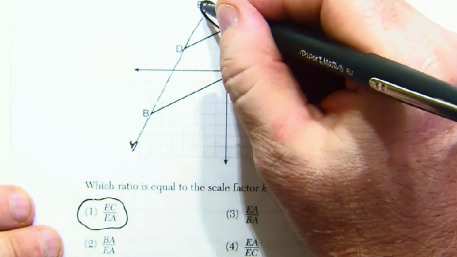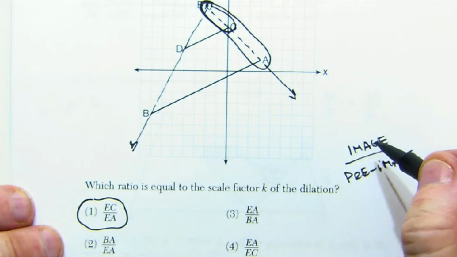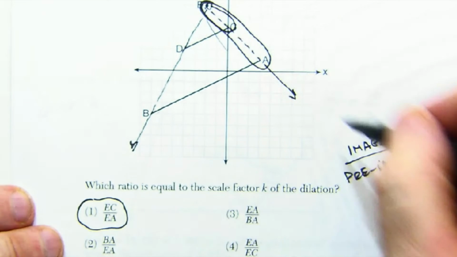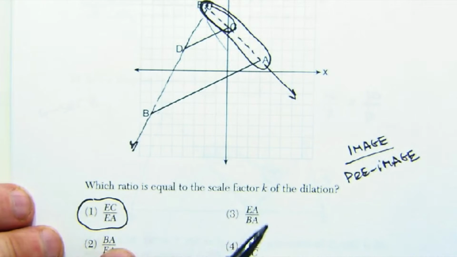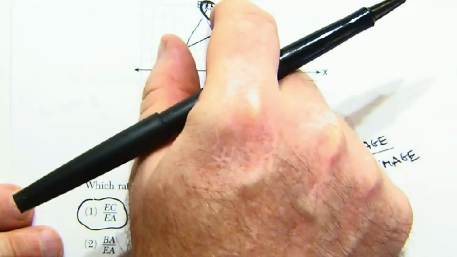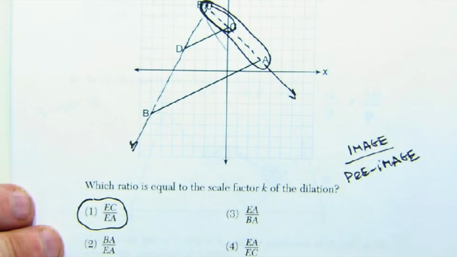So again, we go here to here is our image distance, and then we go to our pre-image distance. So this is our value. This is trickier because of the abstract nature of the notation, and they didn't use the physical segment, they used the dilated point there, which is fine. We cover all of that.